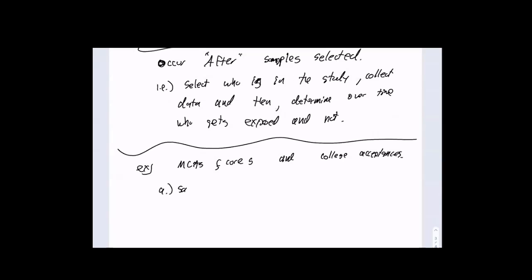If my sample is ninth graders, this is my response variable right here: if they get accepted or not accepted. If my sample is ninth graders, and it's 10th grade MCAS scores, is this going to be a retroactive or prospective study?